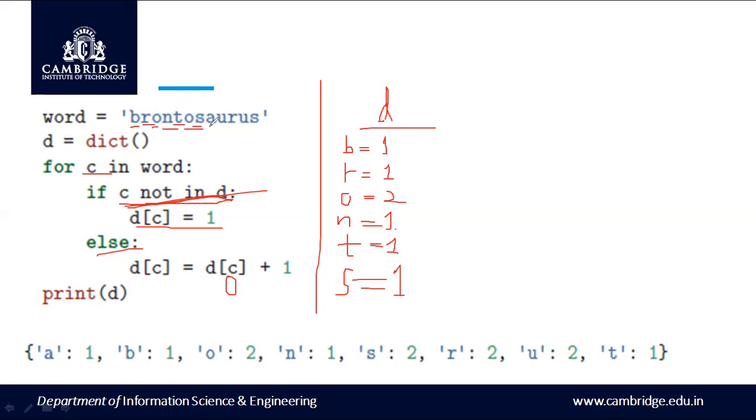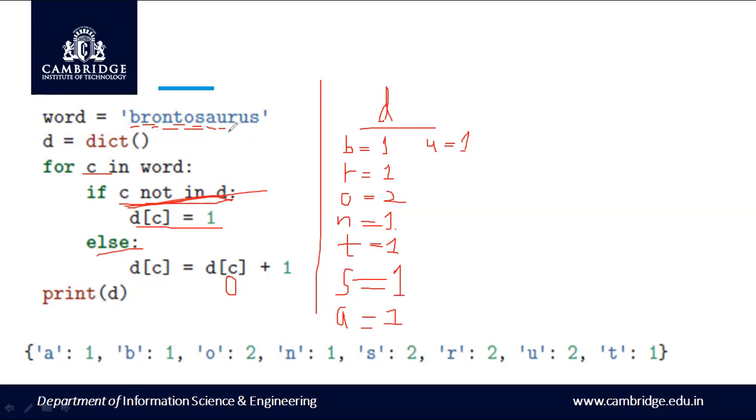Next A. So A character will be traversed. A is also not present in D. So A will also be assigned 1. And next U. So U is also not present in the dictionary. So it will also be assigned initially the value 1.